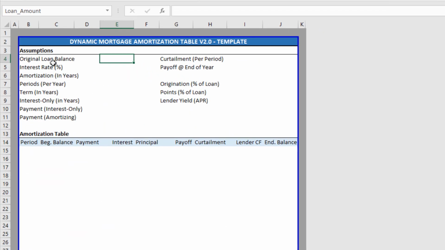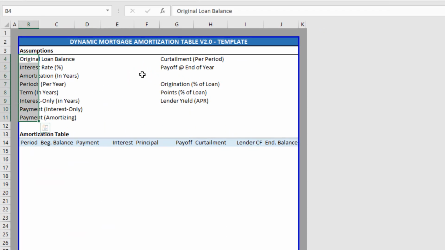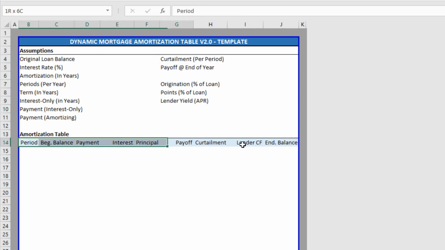Now you'll notice in the template I already included our labels, headers, as well as formatting, and that will just speed along this process. So let's get started. Original loan balance. This is the loan balance as of the start of period 1 or the end of period 0. Then we have interest rate. This is an annual rate.